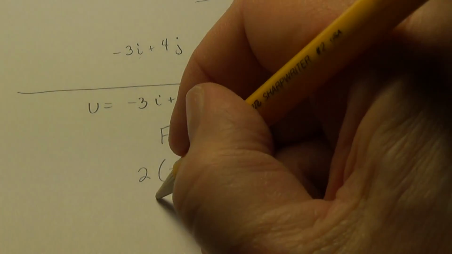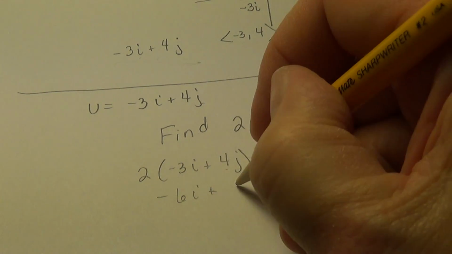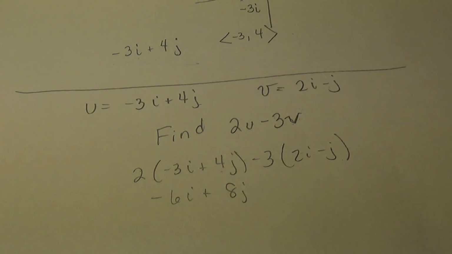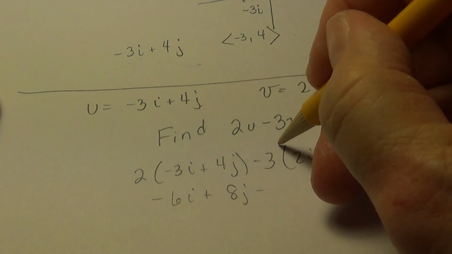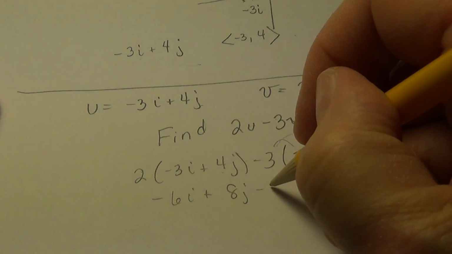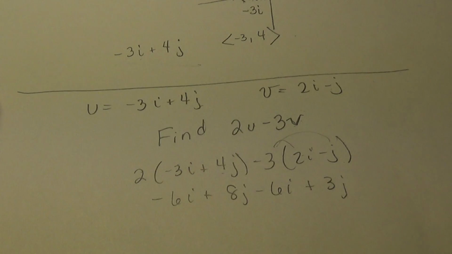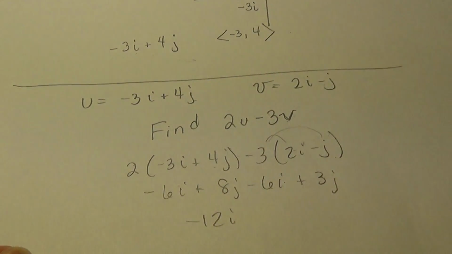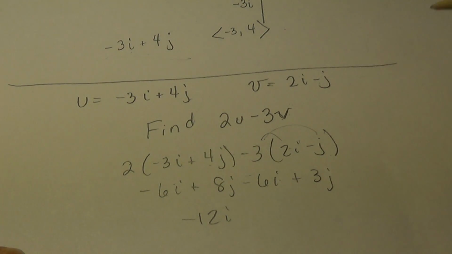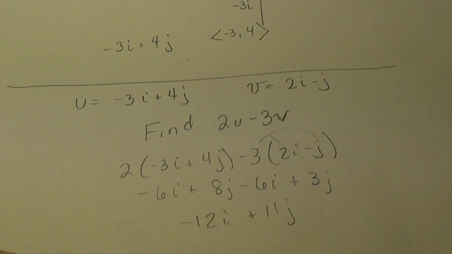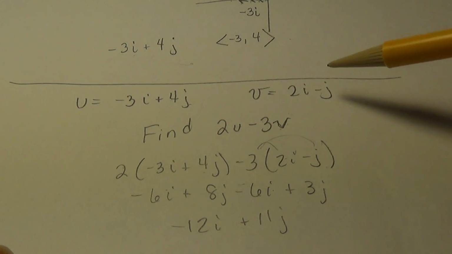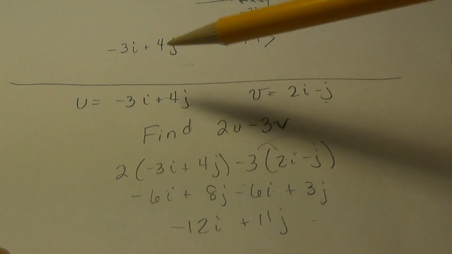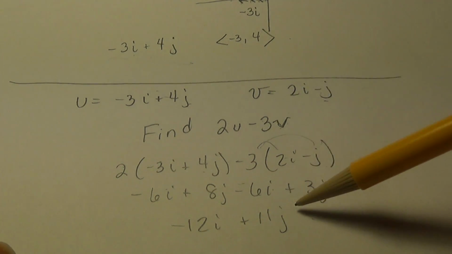The 2 distributes, and we confirmed that yesterday, that the constant can be distributed among the components. It's one of the properties. And over here we distribute the minus 3. And then we can add i's to i's and get a negative 12i, and j's to j's, and we get 11j. So twice this vector minus 3 times this vector, you would get this answer.